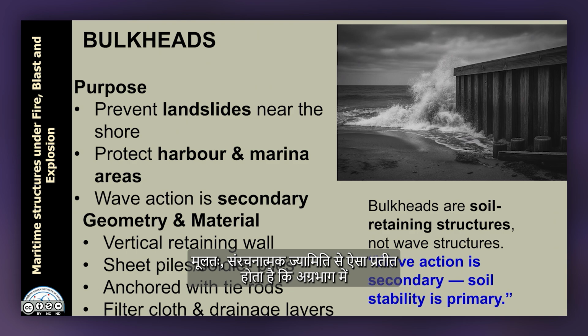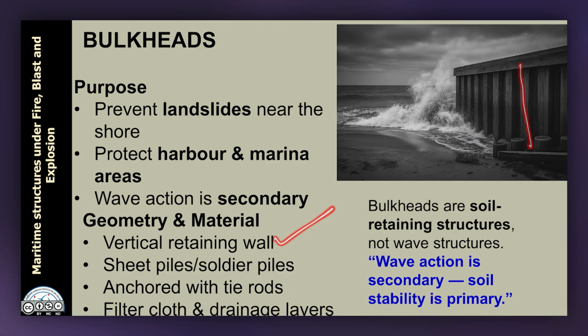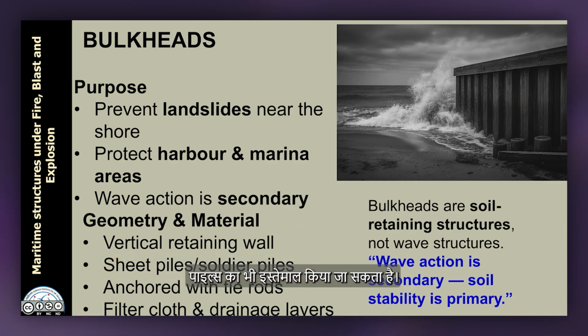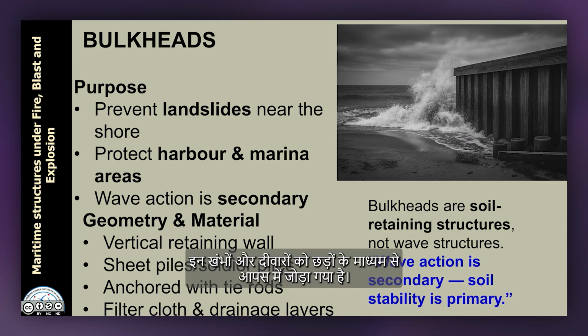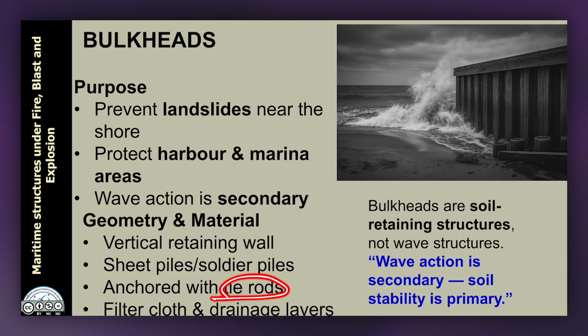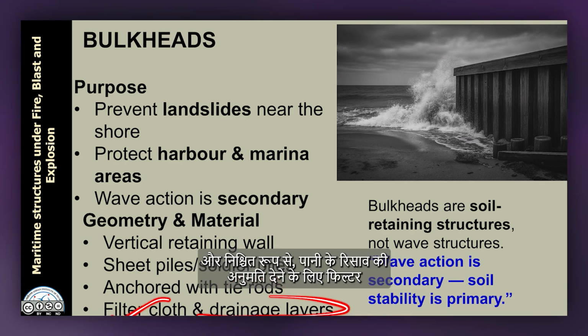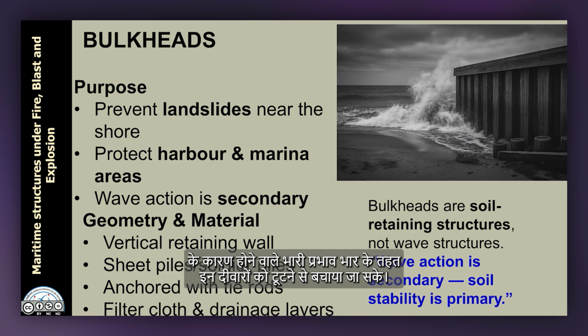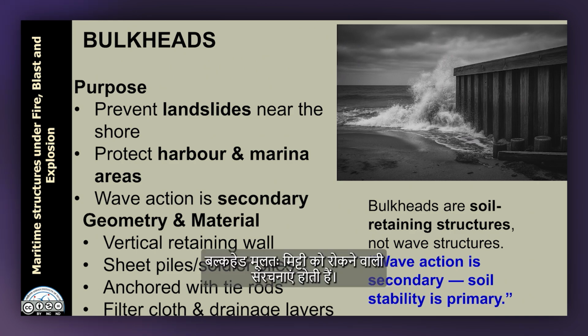Essentially, the structural geometry is vertical in the forefront, like vertical retaining walls. One can also have sheet piles or soldier piles on which these walls are resting. These piles and the walls are anchored, connected together with tie rods, and of course, filter cloth and drainage systems are provided to allow seepage of water through them, to avoid breakage of these walls under huge impact loads caused by the lateral waves. Bulkheads are essentially soil retaining structures.